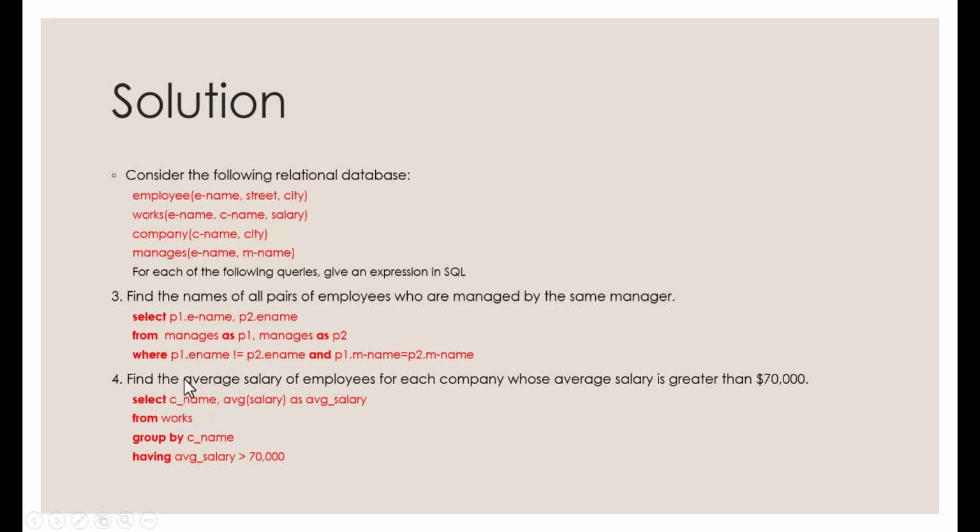Okay, and then comma, we are using the aggregate function average of the salary. So if I didn't rename this as average salary, it would just say salary for the column name or the attribute name. Okay, and then from works, group by CNAME. And then we have this last condition here where the average salary is greater than 70,000. So I'm going to add that condition right here using the having keyword.